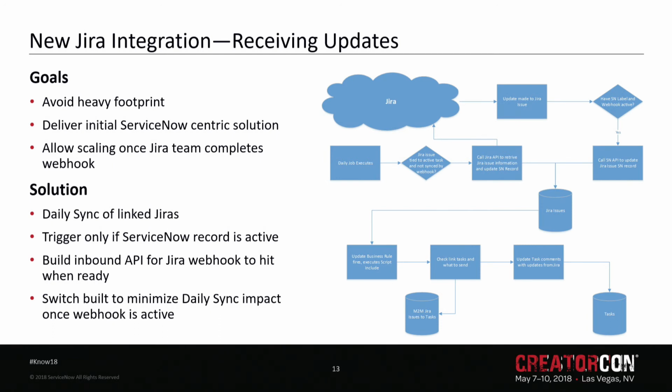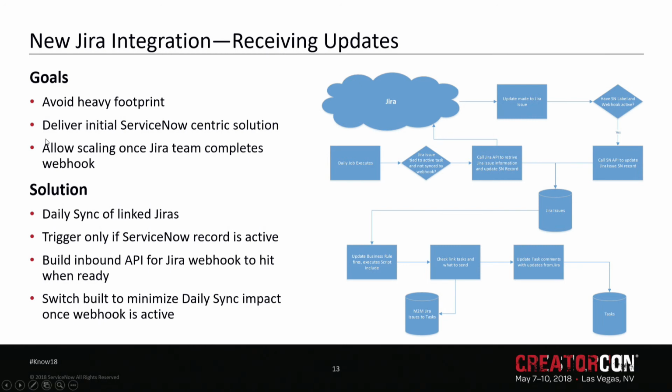So at the end, that meant that we have that daily sync job like I mentioned, but we only trigger it for those records which have an established link to an active task record. That means if that task is closed, we don't perform that sync, and that saves us some bandwidth. And then I also have just a simple property that once I flip it, the sync job will only sync those records which are not currently synced through the webhook. And so that will allow us to turn that on right away once it's ready.